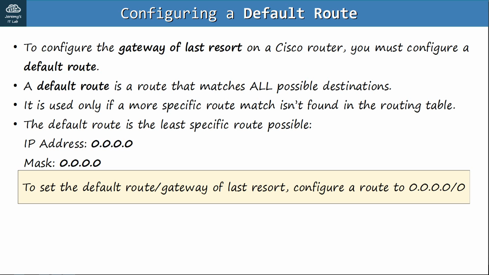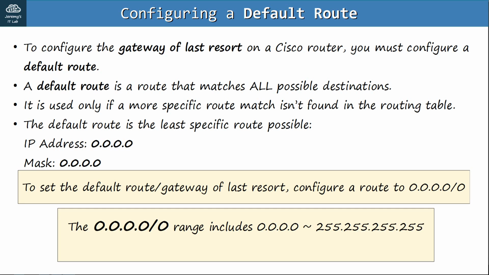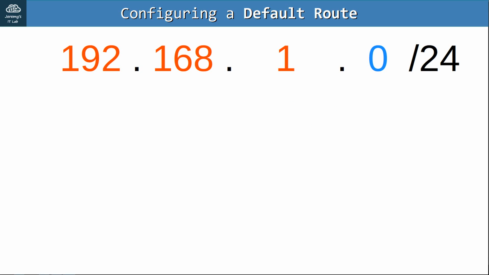The /0 means that there is no network portion of the address, no fixed part of the address that can't change. So that means 0.0.0.0/0 covers the range of addresses from 0.0.0.0 through 255.255.255.255, which is all possible addresses. Let me give a little explanation that might help you understand this.